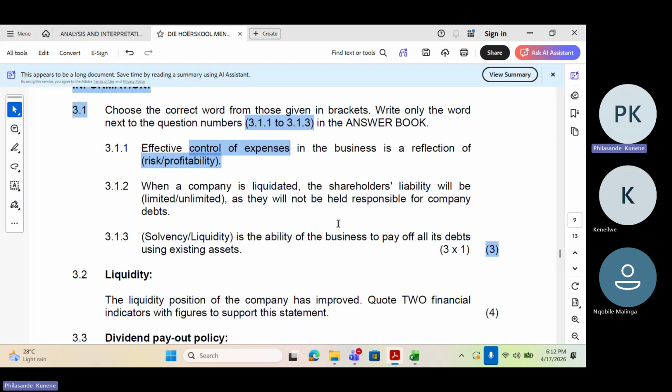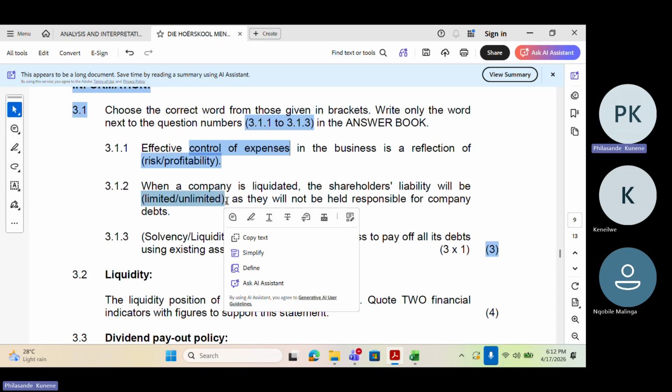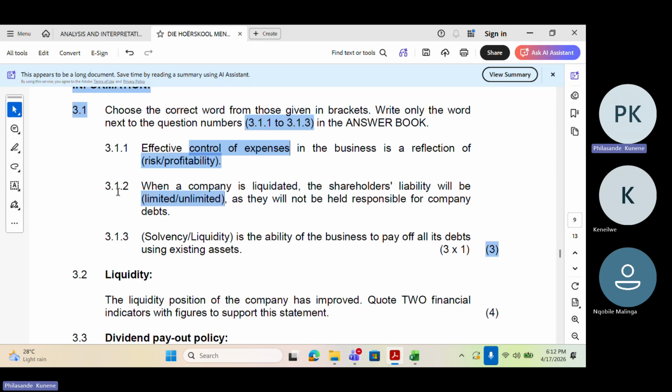So number 2, this one is for you, Smanga. Let's go through it. 3.1.2. When a company is liquidated, the shareholders' liability will be limited or unlimited, as they will not be held responsible for a company debt. What can you say about this one, Smanga? Which one are we choosing here? Limited. It will be limited. Okay, why are we saying limited?